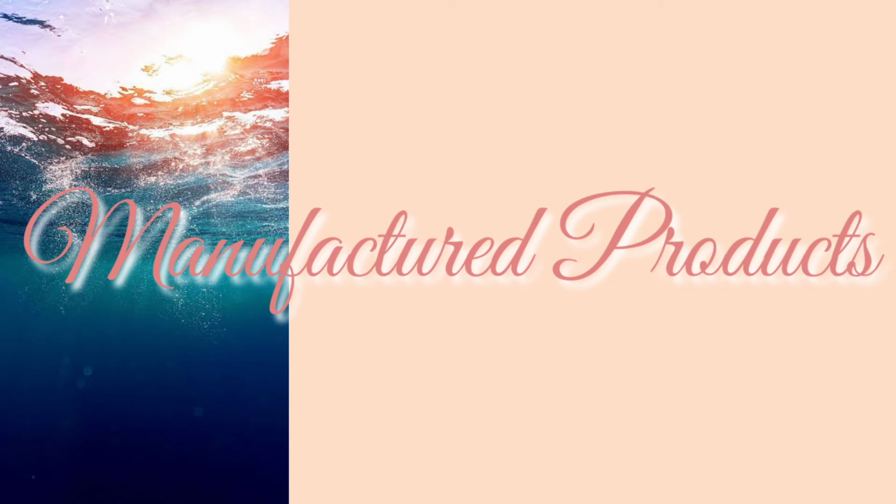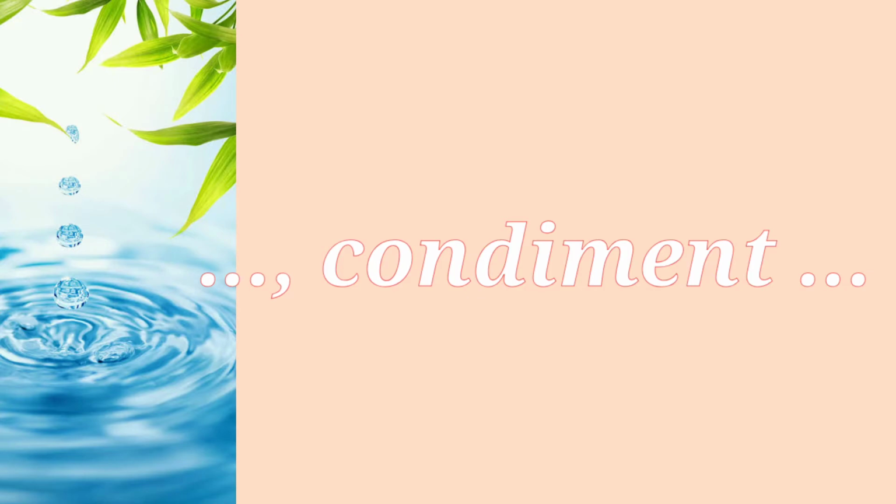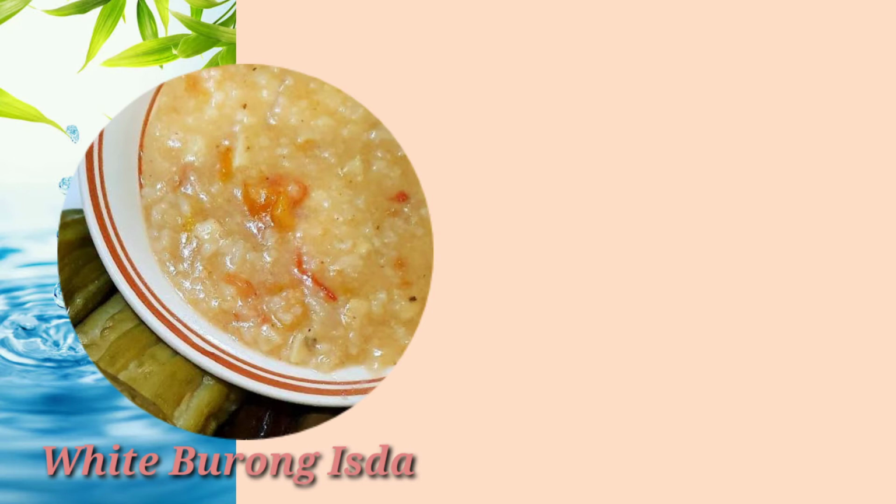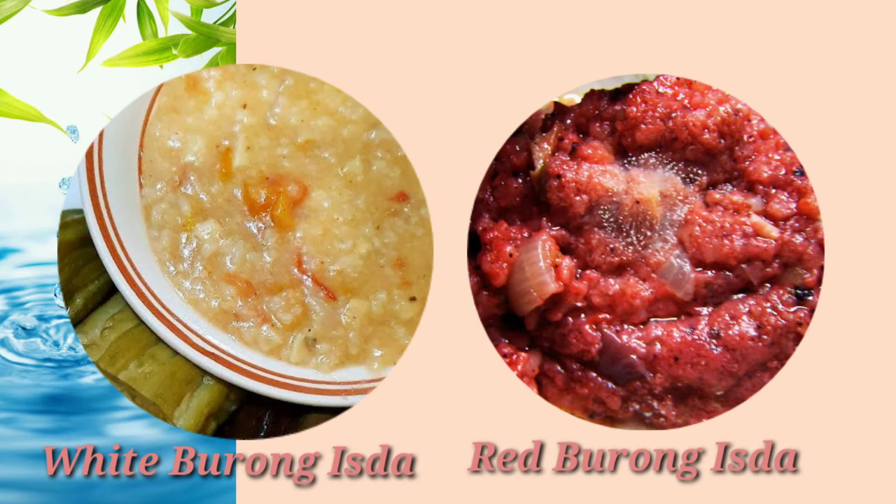Next, manufactured products. We have fermented fish with cooked rice, burong isda. This product was rarely used as a condiment, but many people consider it as an important component of their diet nowadays. Burong isda has two forms, including white burong isda and red burong isda.